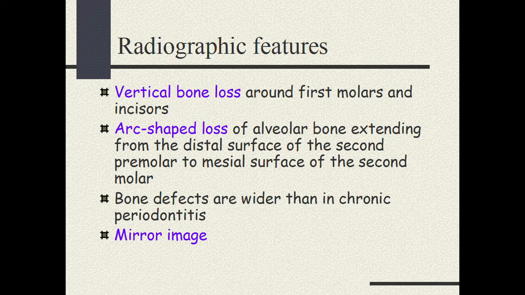Radiographic features: vertical bone loss around first molar and incisors, arc-shaped loss of alveolar bone extending from distal surface of second premolar to mesial surface of second molar. Bone defects are wider than in chronic periodontitis. Mirror image will be there. That means the defect that will be seen on the left side, the same will be there on the opposite side. That means mirror image will be there.